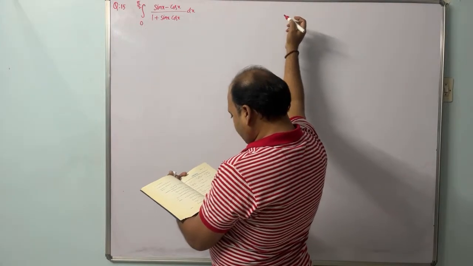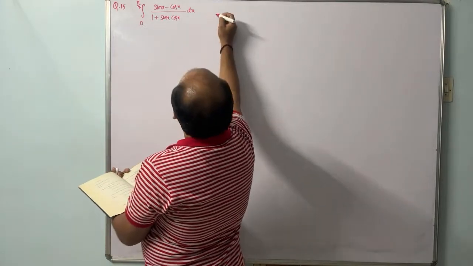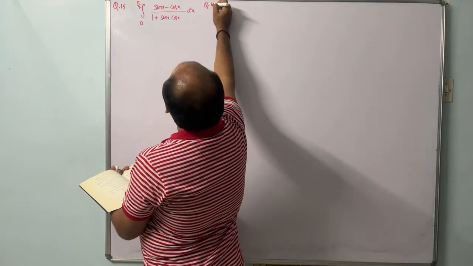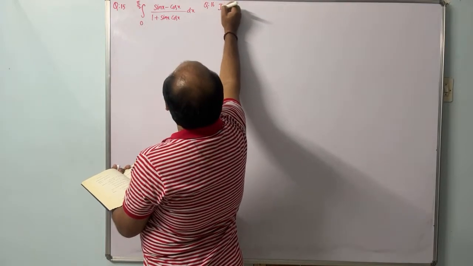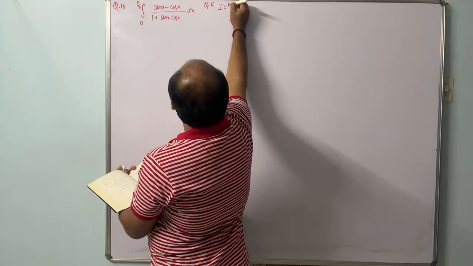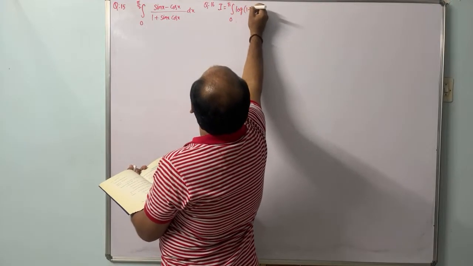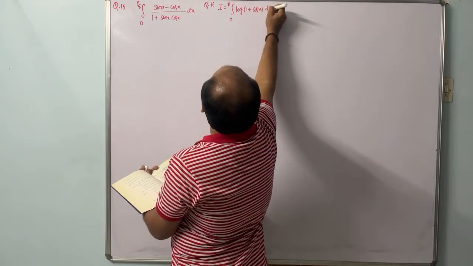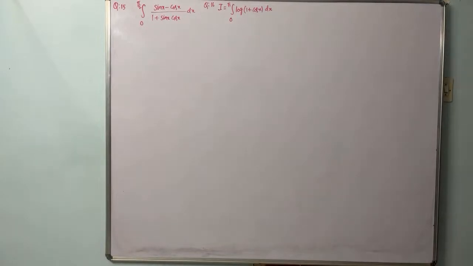16th question, little lengthy, but we will do it. Question number 16. Let us consider this integral: 0 to pi of log of (1 plus cos x) dx. These two questions we are going to do, dear students.